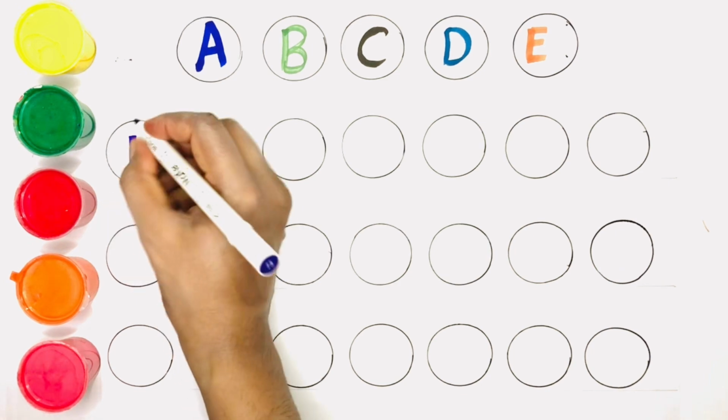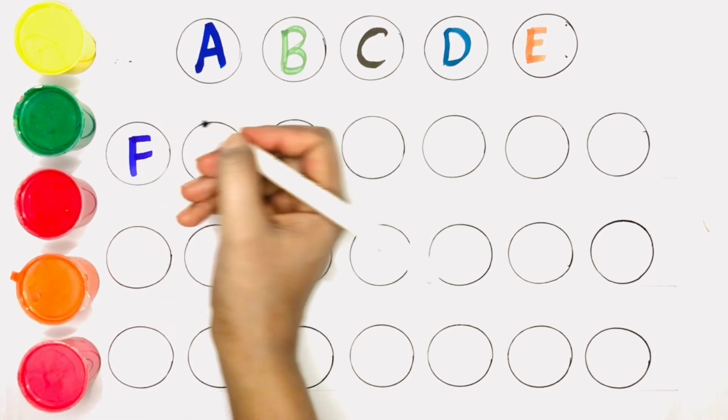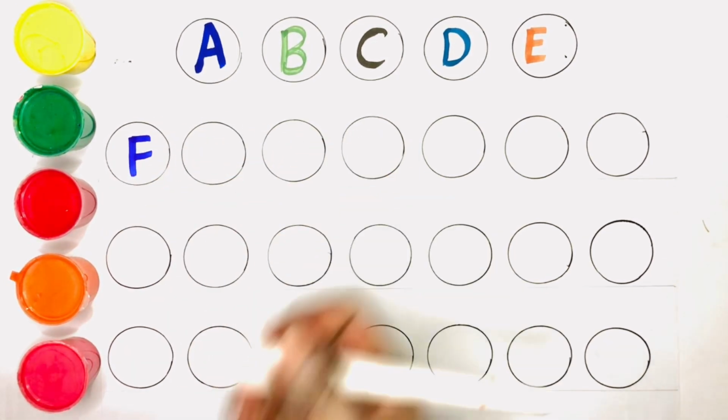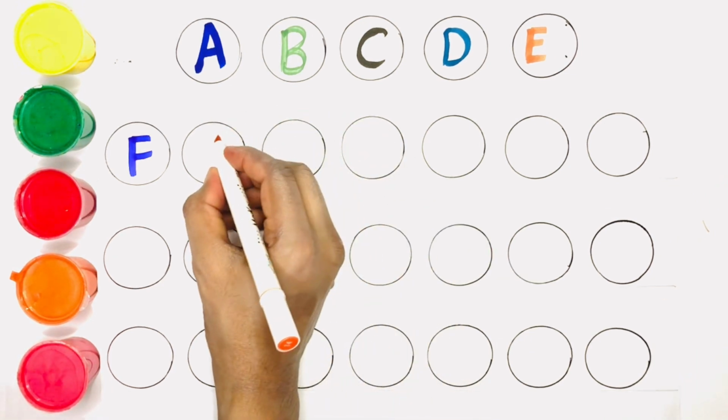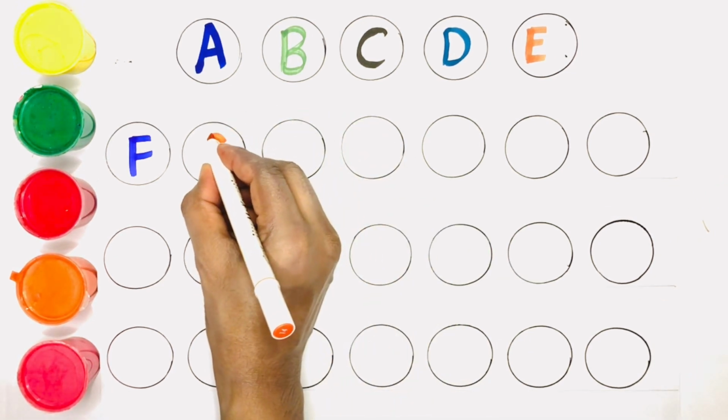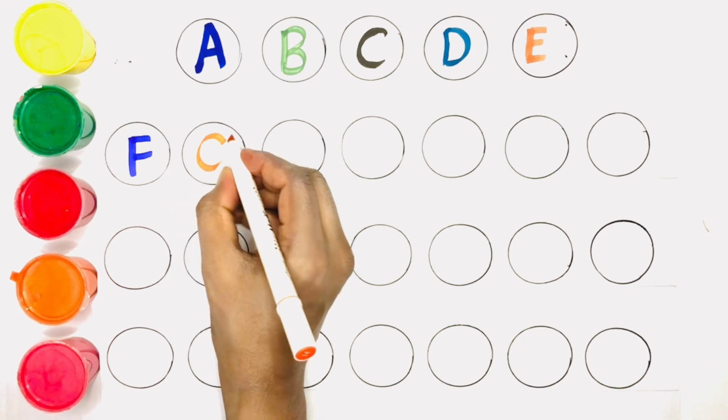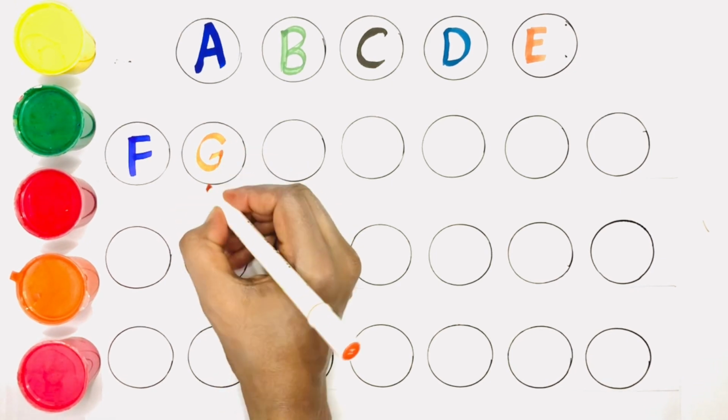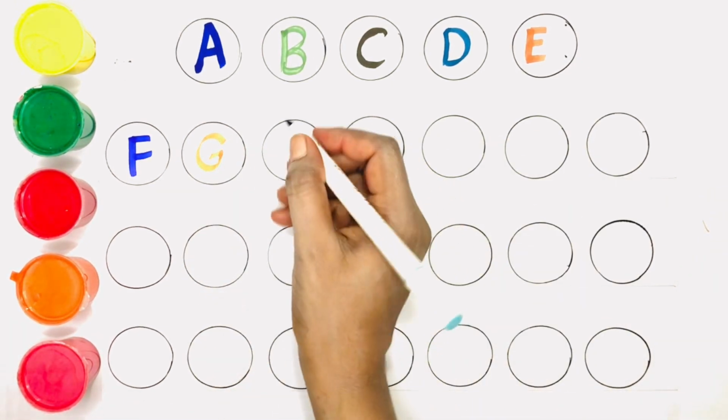F for frog, orange color. G for goat, sky blue color.